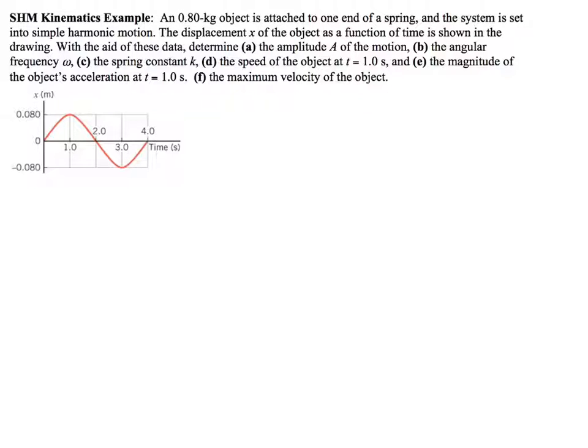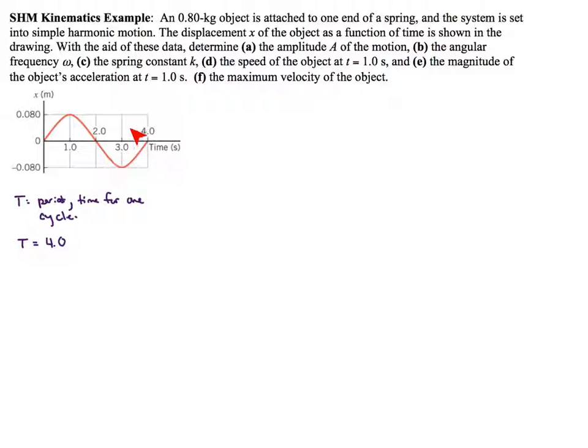The amplitude of the motion, the angular frequency, the spring constant, the speed of the object at 1 second, the magnitude of the object's acceleration at 1 second, and the maximum velocity of the object. All right, so go ahead and see how much of this you can do on your own. Start with doing some analysis and planning, and go through and see how much of the execution you can do.